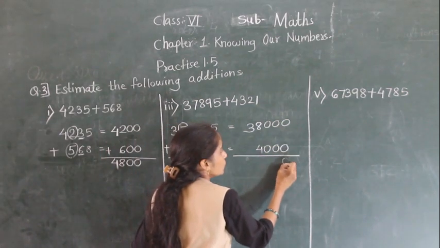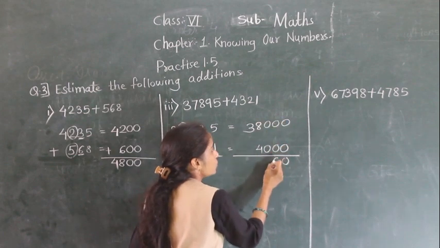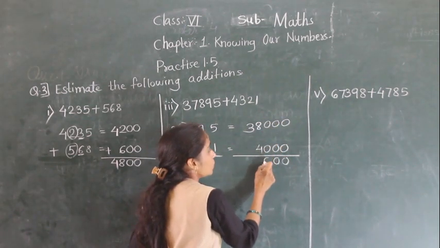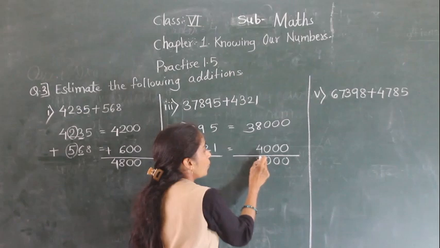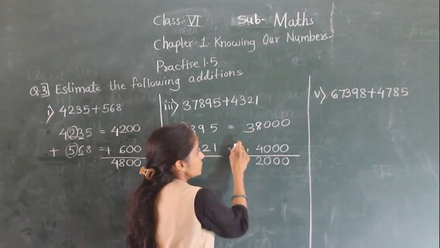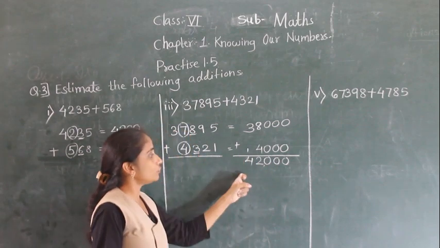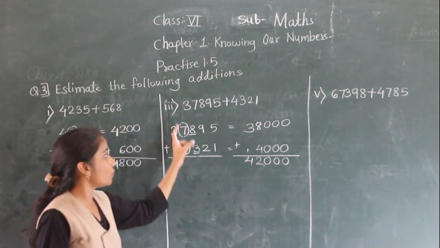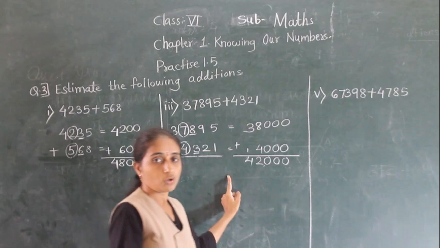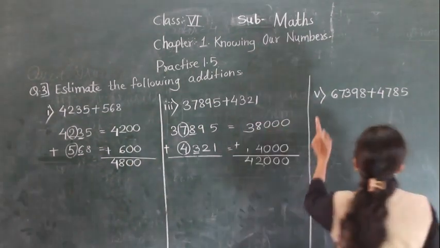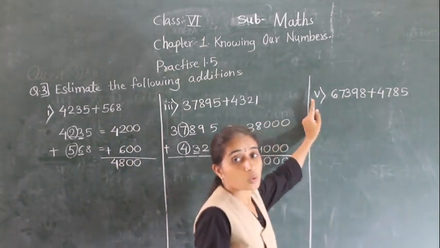0 plus 0, 0. 0 plus 0, 0. 0 plus 0, 0. 8 plus 4, 12. 3 plus 1, 4. So what is the answer? 42,000. So for this, what is the answer? 42,000. Next, sir.